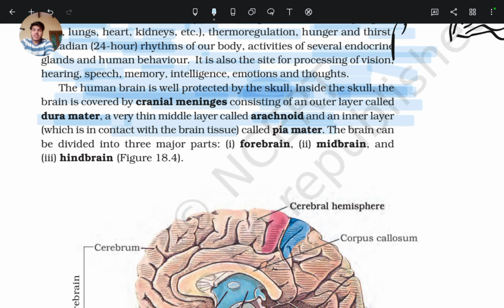So the human brain is well protected by a skull. Inside the skull, the brain is covered by cranial meninges consisting of an outer layer called dura mater, a very thin middle layer called arachnoid, and an inner layer which is in contact with the brain tissue called pia mater. The brain can be divided into three major parts, that is forebrain, midbrain, and hindbrain.